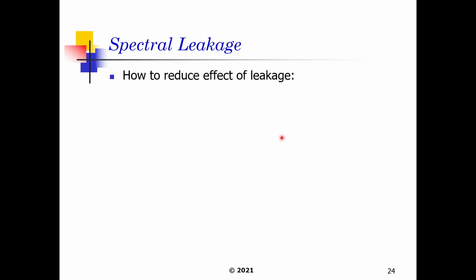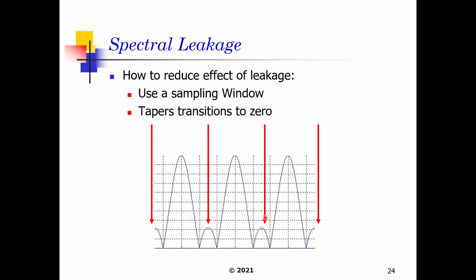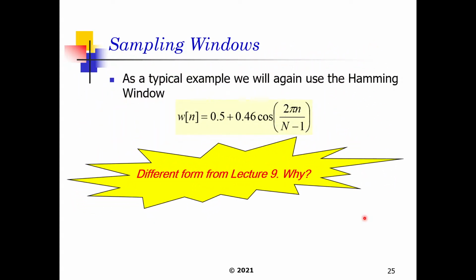To reduce the effect of the spectral leakage, we basically need to use a sampling window technique that we saw in our spectral analysis lectures. Depending on the shape of the sampling window, it will help us taper the transitions at the ends of that window to 0. So these unwanted frequency components, it will help taper them down to 0 entirely. A typical example here is that we'll use the Hamming window to assist us with this window design technique to mitigate that spectral leakage that we just saw.